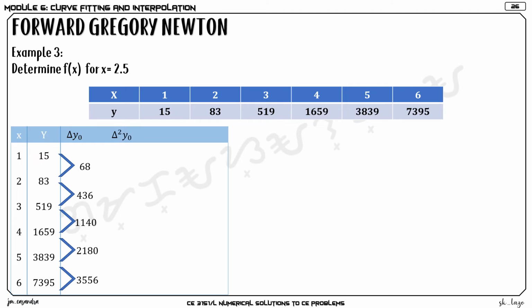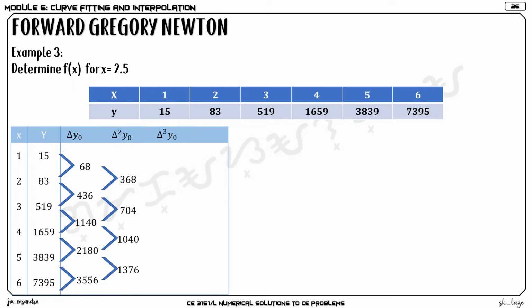And then we solve for delta squared y sub o, and that's equal to 436 minus 68 gives us 368. 1140 minus 436 gives us 704. 2001 minus 1140 gives us 1040. And 3556 minus 2001 gives us 1376.